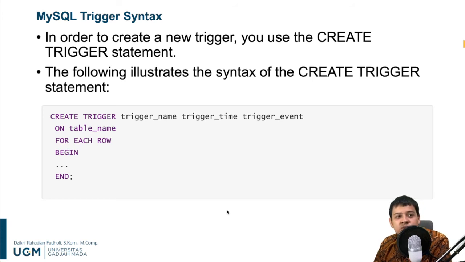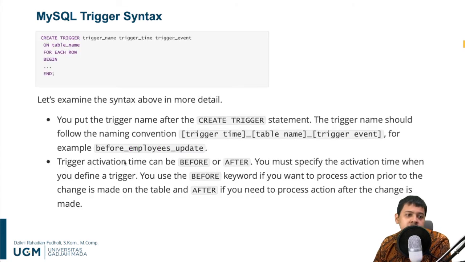So let's go to the syntax. In order to create a new trigger, you use the CREATE TRIGGER statement. So this is not create procedure, but create trigger. This is the illustration. We have trigger name, trigger time, trigger event, ON table name, FOR EACH ROW, BEGIN, END. So this is the statement.